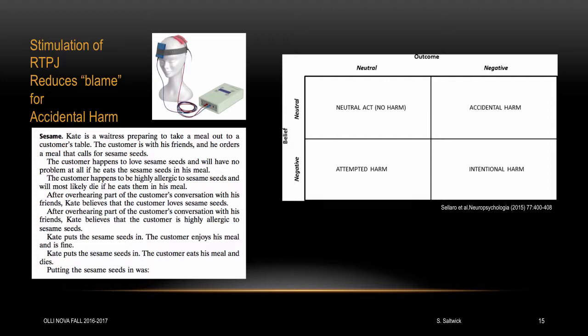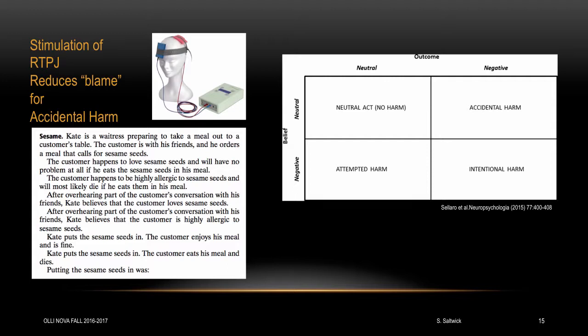If the outcome is neutral, yet Kate was aware of the allergy and went ahead and delivered sesame seeds to the customer, but somehow miraculously they didn't die, then this is the cell called attempted harm. There was ill will on the part of the actor, but somehow the outcome was neutral.